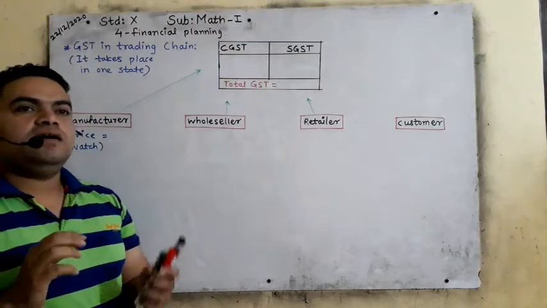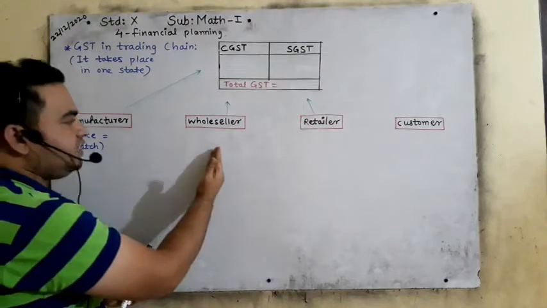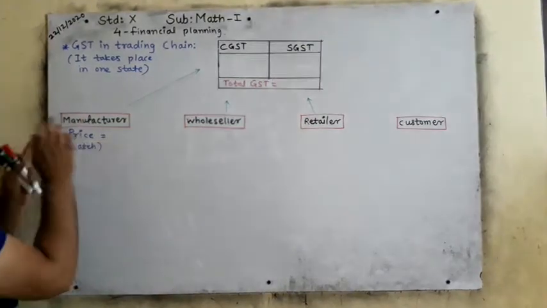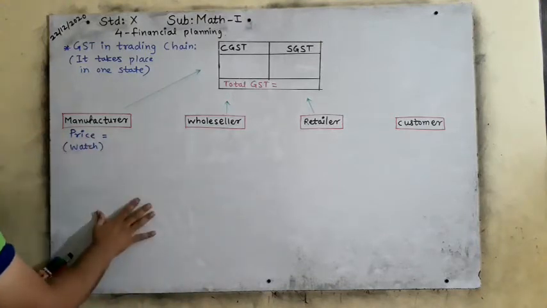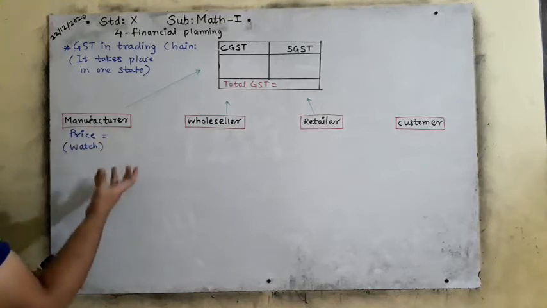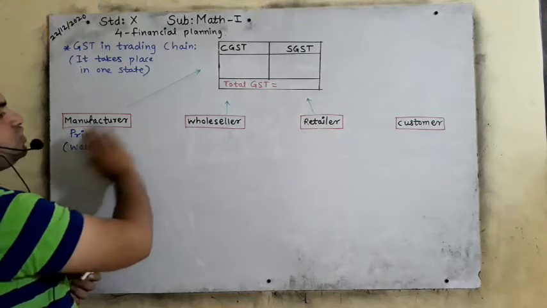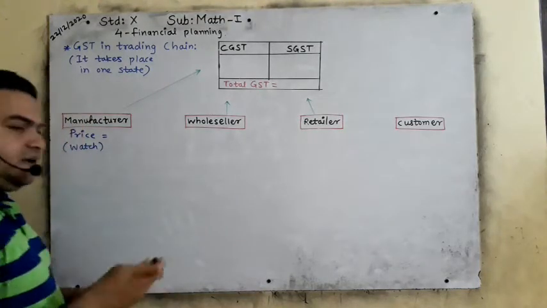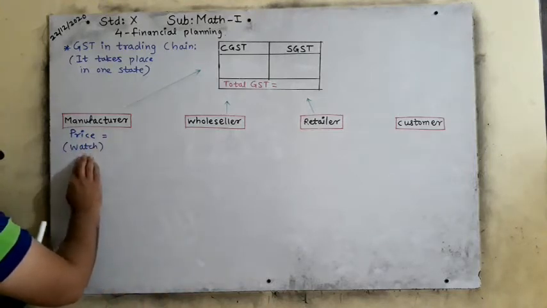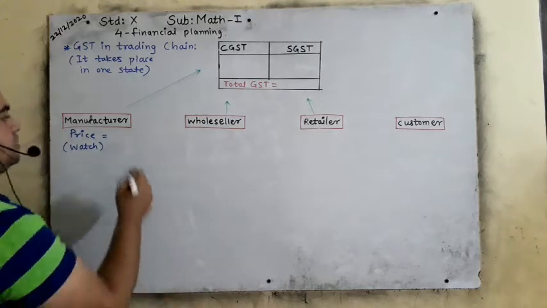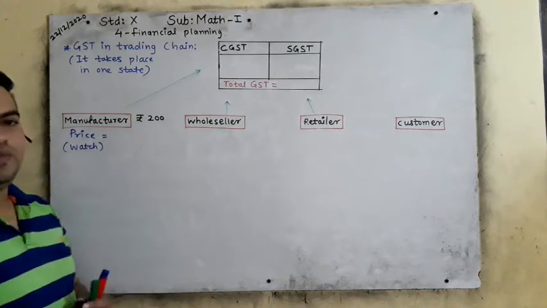Now we will see how a manufacturer, a person or company who makes something, wants to sell that product to a wholesaler. In this explanation we will take the manufacturer manufacturing a watch, and the company wants to sell that watch to the wholesaler. My dear students, please pay attention. The manufacturer has decided to sell the watch to the wholesaler for rupees 200.